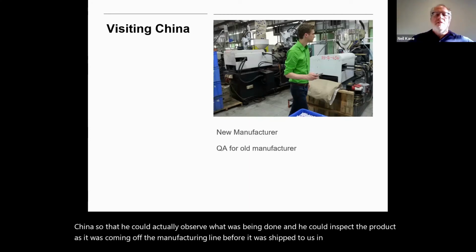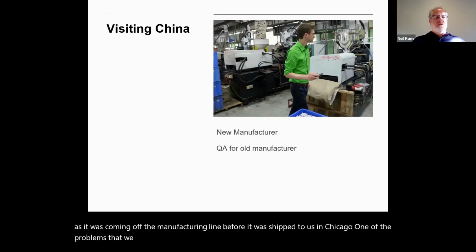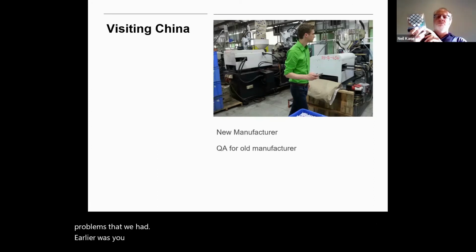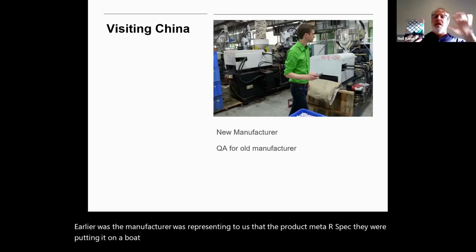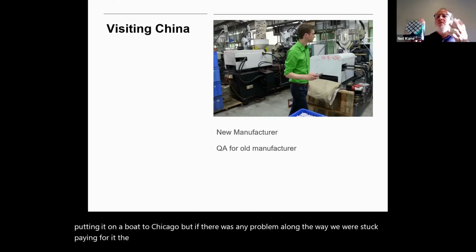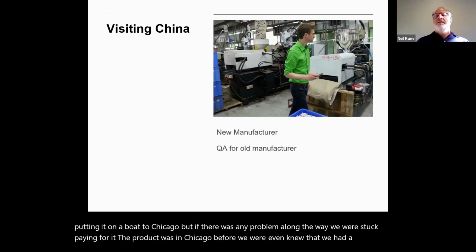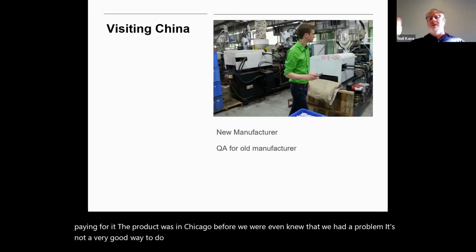One of the problems that we had earlier was that the manufacturer was representing to us that the product met our spec. They were putting it on a boat to Chicago, but if there was any problem along the way, we were stuck paying for it. The product was in Chicago before we even knew that we had a problem. It's not a very good way to do business. Big companies, of course, have representatives over there, or they hire consultants.